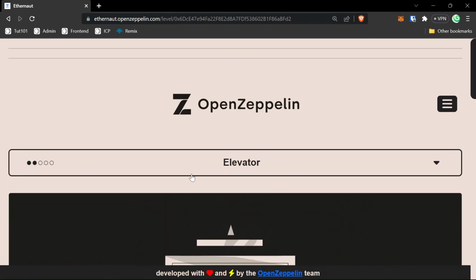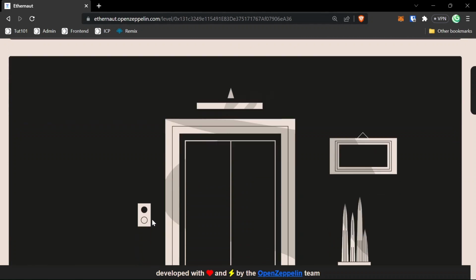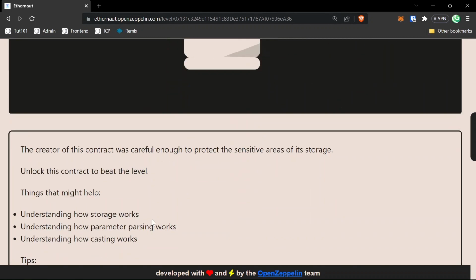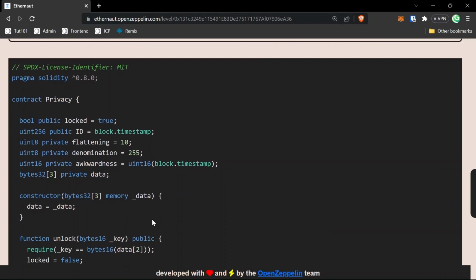And the next one will be the Privacy. Privacy is also similar to the challenge Vault, where we have to read the data in the blockchain, which is set to a private variable. Here we are going to be going a bit in depth and learning how the array variables are structured and also how the 256-bit slot is going to work.